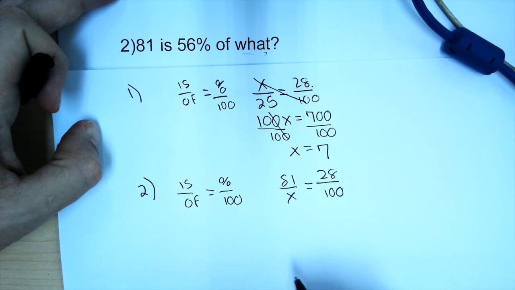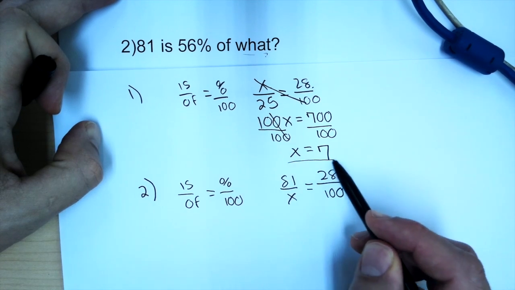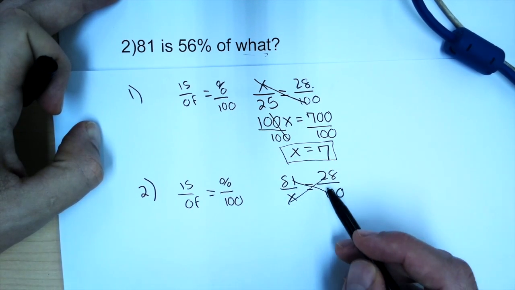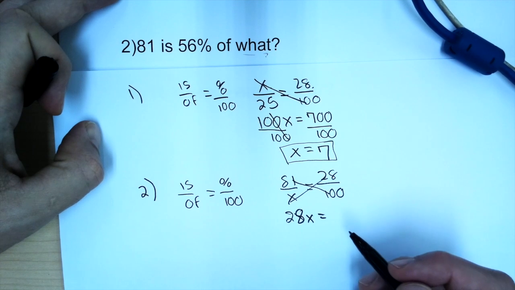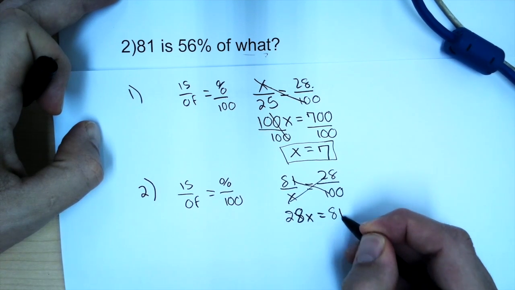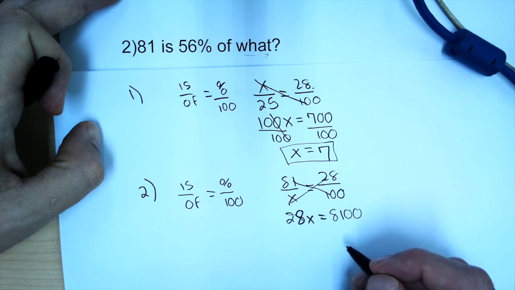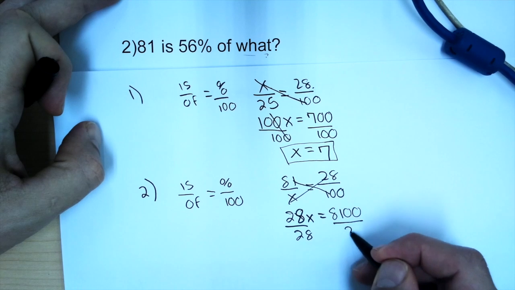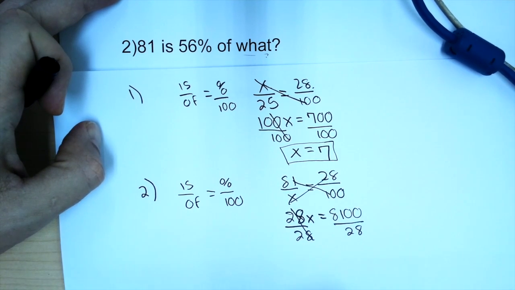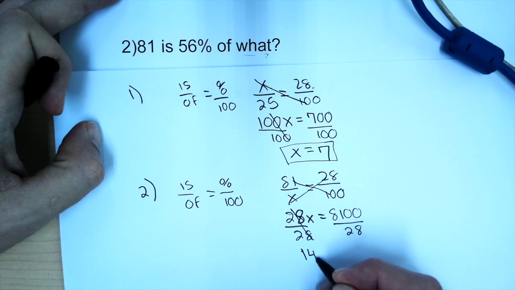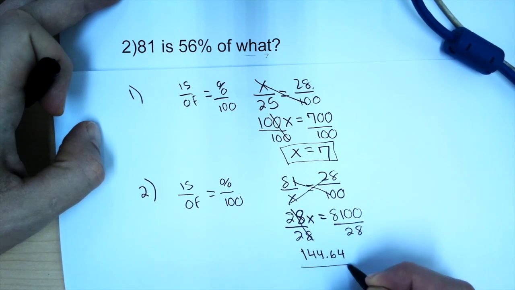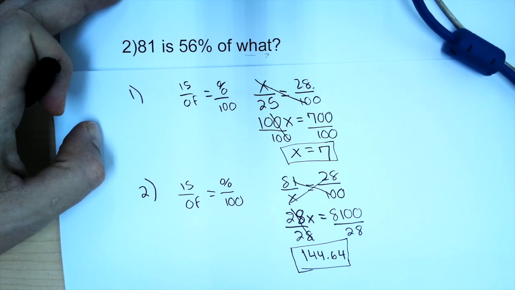Now, like our last example, I'll use cross products. I'll start by multiplying 56 times x to get 56x. Then I'll multiply 81 times 100 to get 8100. Now I'll divide both sides by 56. And 8100 divided by 56 is about, again, pause the video and try this on your own, 144 and 6 over 7. So 81 is 56% of what number? About 145.